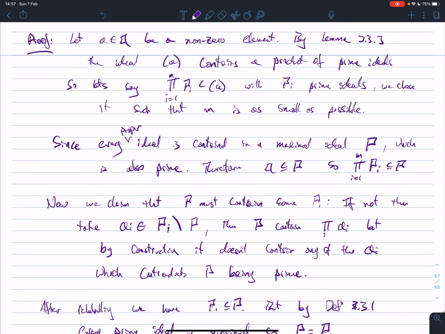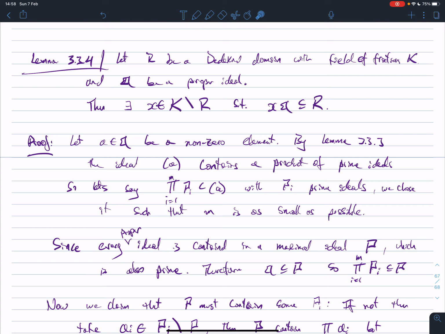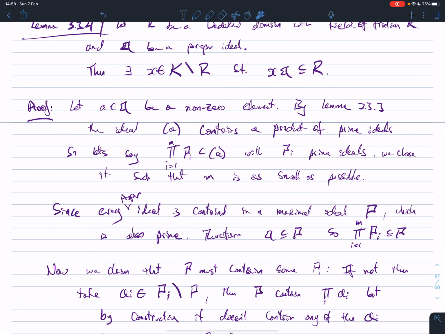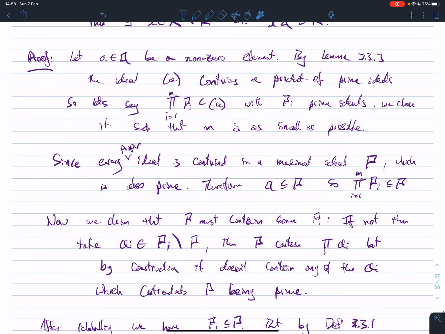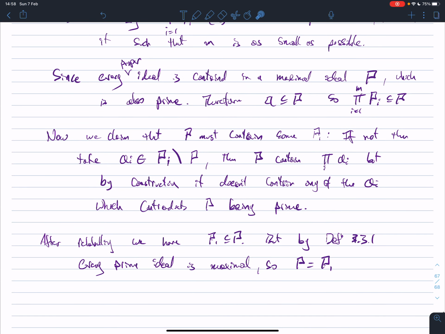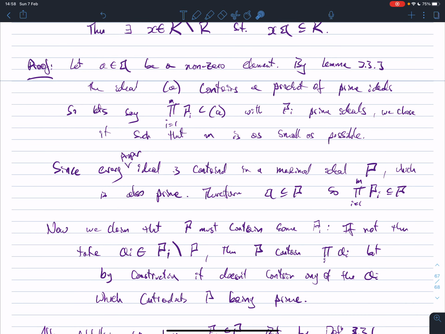Just to remind us what we're trying to prove: I pick some proper ideal, and I want to show that there exists some element x in my field of fractions, not in my ring, such that x times my ideal is contained in R. And how have I done this? Well, I've taken a non-zero a inside of my ideal, which I can do. And now I'm using the fact that the ideal generated by a has to contain this prime ideal. And I know that this has to be contained in some ideal P, and I've deduced that my ideal A is contained in P, and A also contains this product of prime ideals.